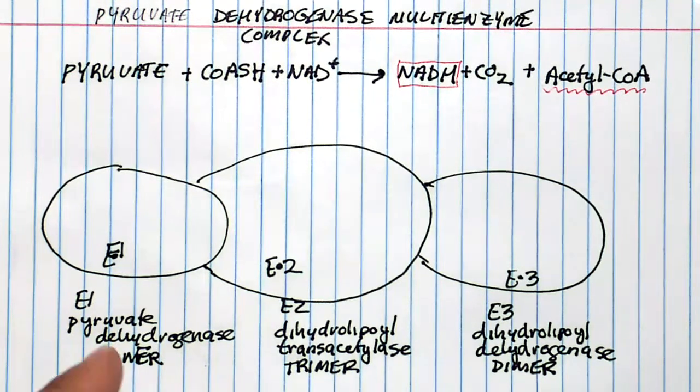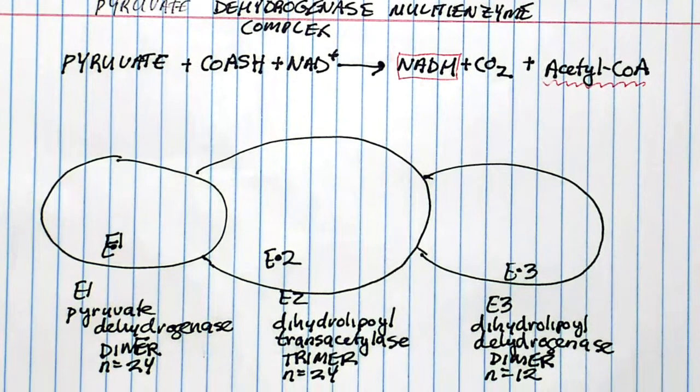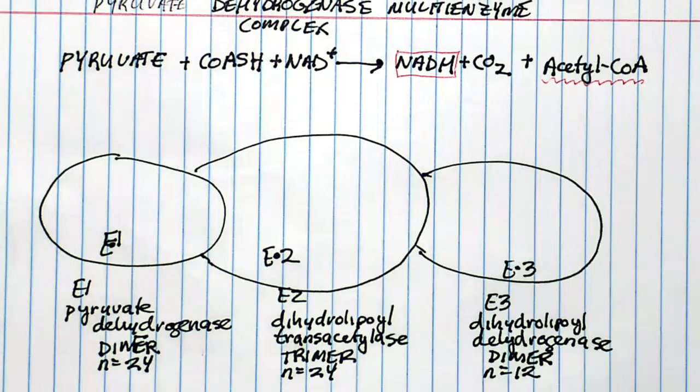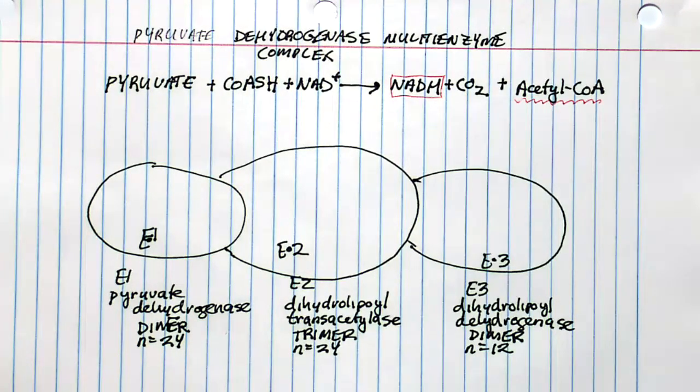So this is a dimer, but it actually contains 24 subunits. This E2 core is a trimer, and it contains 24 subunits. And this E3 dihydrolipoyl dehydrogenase is a dimer, and it has 12 subunits. All right. So 12 subunits of the dimer for E3, 24 subunits of the trimer for E2, and 24 subunits of the dimer for enzyme E1. So E1 and E2 and E3 are all contained within pyruvate dehydrogenase multi-enzyme complex.